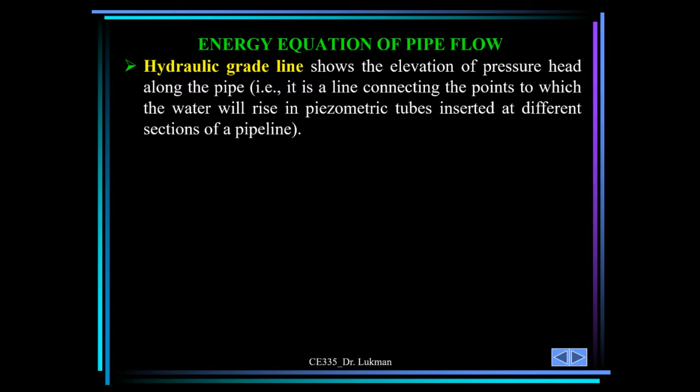Now, what is the hydraulic grade line? The hydraulic grade line shows the elevation of pressure head along the pipeline, or simply the flow pressure. That is, it is a line connecting the points to which the water will rise in piezometric tubes inserted at different sections of a pipeline. If you insert a piezometer, the height to which it will rise indicates the pressure head.